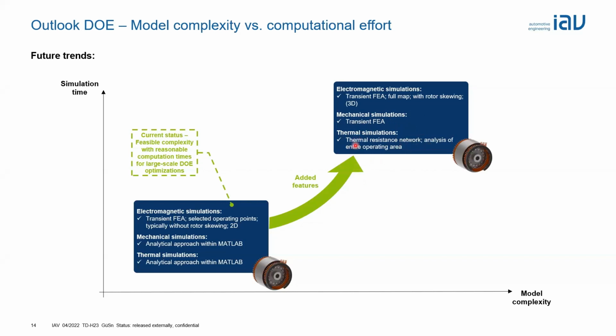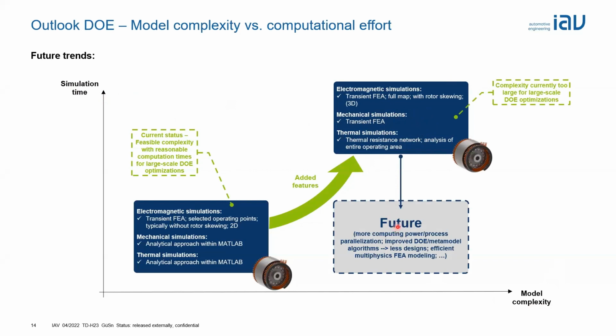resistance networks. But this added model complexity leads to larger simulation times, and it is therefore actually too large for large-scale optimizations. But in future, we expect to be able to handle this complexity, but at a smaller simulation time by having, for instance, more computing power and process parallelization, improved meta models, which might lead to less designs, and also having a more efficient multiphysics FEA modeling.